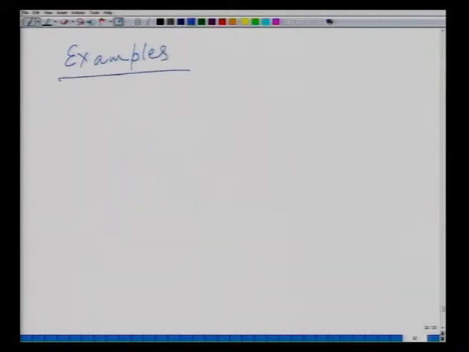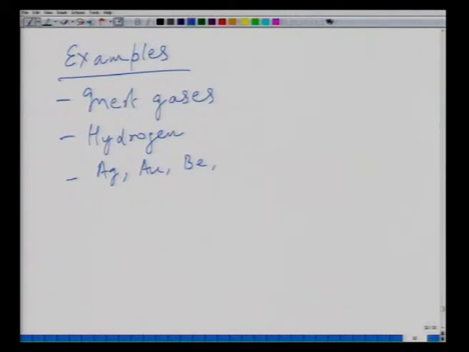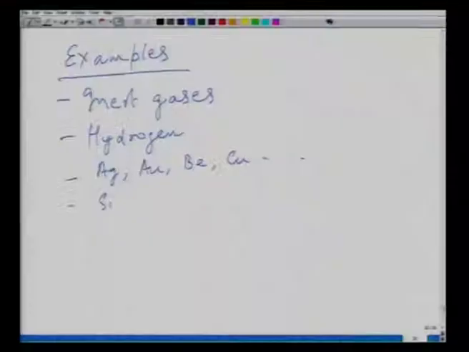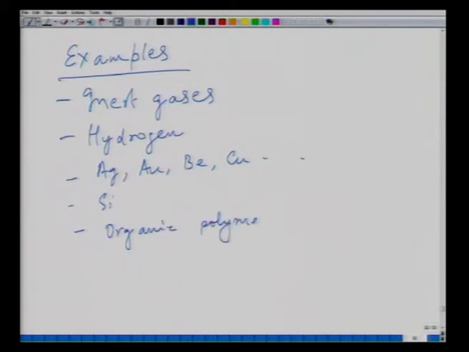Examples of materials which show such an effect, purely diamagnetic materials, are inert gases, hydrogen, a variety of metals like silver, gold, beryllium, copper, and many non-metals like silicon. Silicon is a semiconductor with covalent bonding and no available electrons as such, and then organic polymers. So a variety of these materials are typically purely diamagnetic in nature.